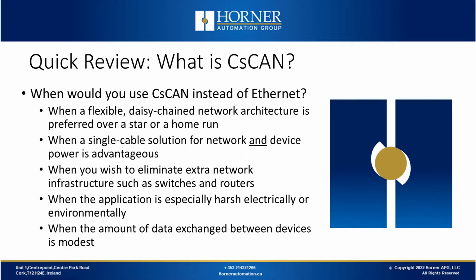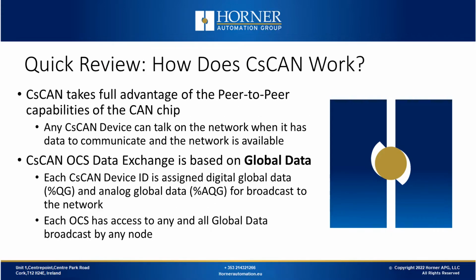If you have an application that's very harsh electrically or environmentally, Cscan is a good choice. Cscan is also a good choice if the amount of data you're exchanging between devices is modest. If you have hundreds of words of data that need to be shared between devices, Ethernet is a better choice in those particular applications. So how does Cscan work? Cscan takes full advantage of the peer-to-peer capabilities of the CAN chip. Another benefit of the peer-to-peer is that any Cscan device can talk to the network when it has data to communicate and the network is available, so it doesn't have to wait for another node to tell it to communicate.